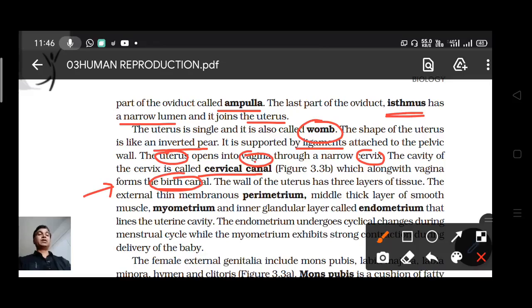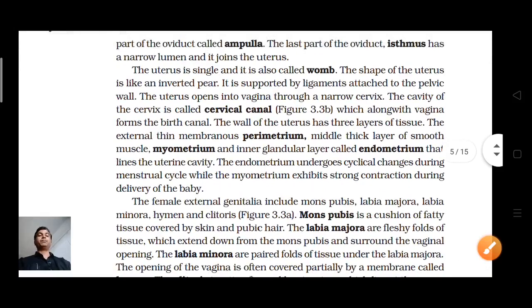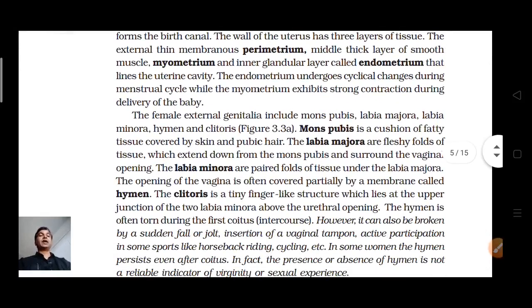The wall of the uterus has three layers of tissue. The external thin membrane is the perimetrium. The middle thick layer of smooth muscle is the myometrium. The inner glandular layer is called the endometrium. Perimetrium, myometrium, endometrium, which line the uterine cavity. Endometrium is glandular and undergoes periodic changes. Yes, the endometrium undergoes cyclic changes during the menstrual cycle, while the myometrium exhibits strong contraction during the delivery of the baby.